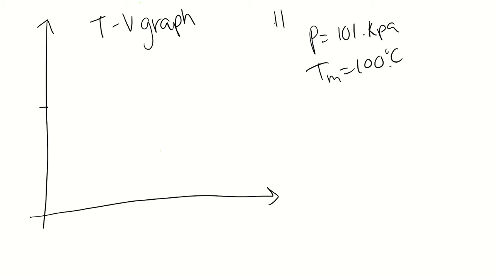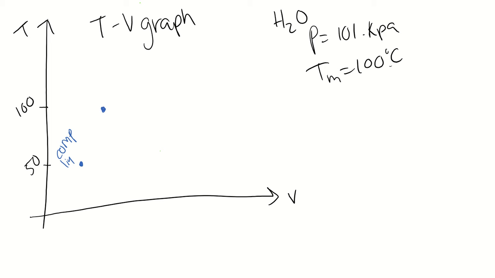And this is water. So anywhere below that temperature, we're going to have a compressed liquid, which is our first point. Then if we supply some heat, the temperature will increase to 100 degrees C, where we'll have a saturated liquid point. Okay, and the volume will slightly increase.